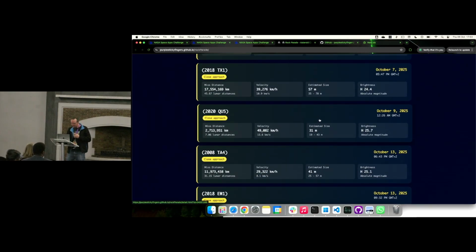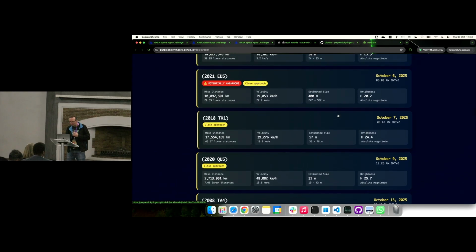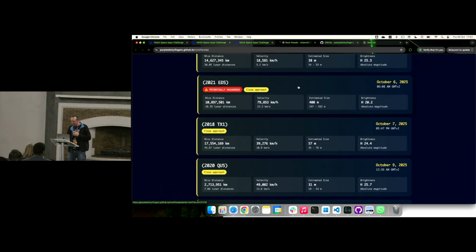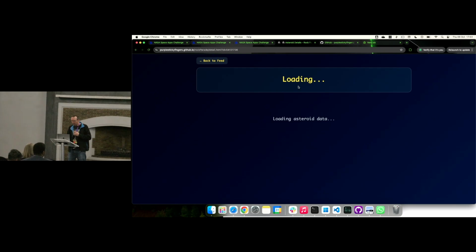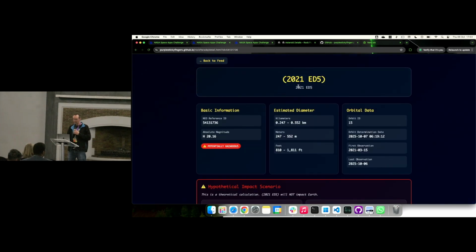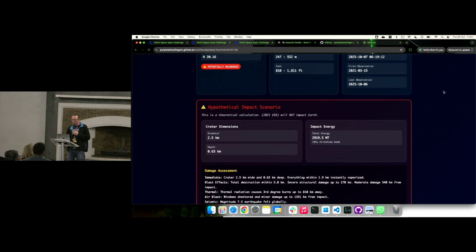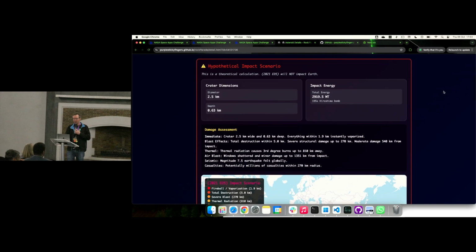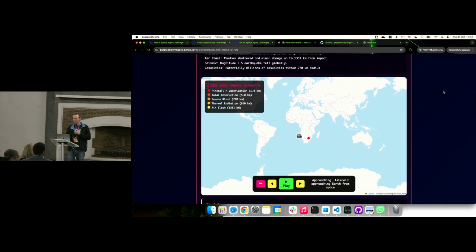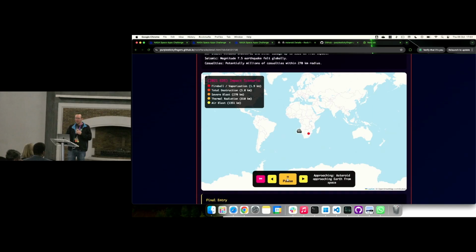If this one, is this, that's a teeny weeny one. I want a bigger one. 2021 ED5, potentially hazardous. Are you gonna work? Yeah, okay. So now, if 2021 ED5 was to hit the Earth, we got all its orbital data out, it would have 2,900 megatons, which is about 195 times the Hiroshima bomb. It would make a crater 2.5 diameters, and those are all numbers, which suck, so we made a map.